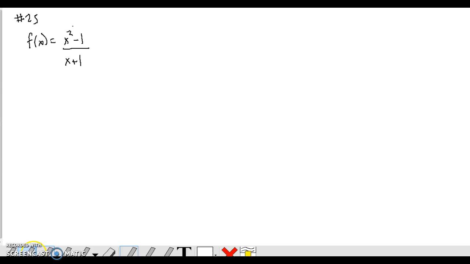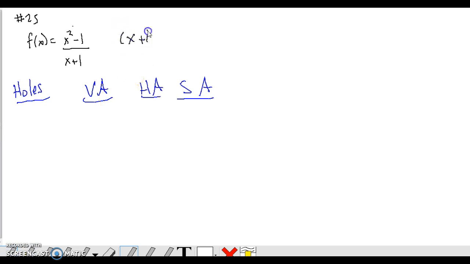Here's our next one. So this one's an interesting one. I like this one. So again, holes, VA, HA, SA. Okay. So first thing I'm going to do is I'm going to factor the numerator and denominator. So as I factor that, I realize that there is a hole. So there'll be a hole at -1 because there is a common factor. So cancel those off, you will just be left with x minus 1. So if I plug in a negative 1 into here, I get negative 1 minus 1, which gives me negative 2.